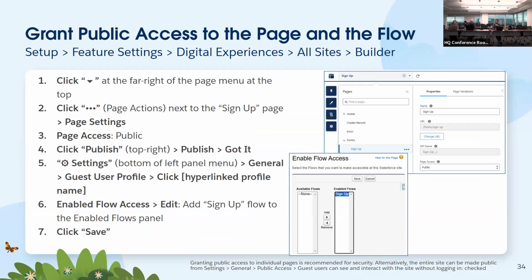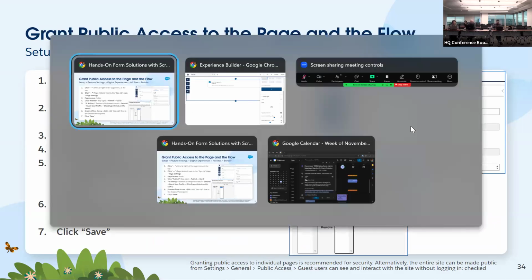Sorry. So once you've got that formatted the way you want, you've selected your flow, the last thing we're going to do is grant public access to both the page and to the flow. So there's two steps happening here on one slide. The first thing we're going to do is grant public access to this page.